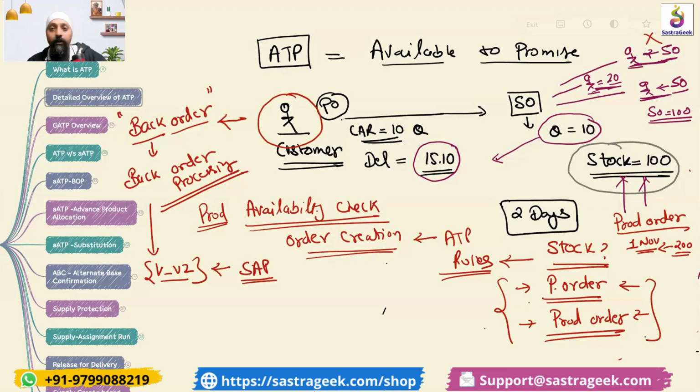Yes, no, yes, no, no. It does not get confirmed automatically. Unless you go into the order and do the availability check on the order, it will not confirm. That's why V_V2 is a transaction in SAP ECC. It is also available in SAP S/4HANA.